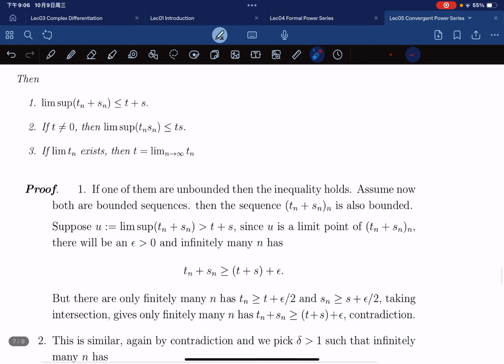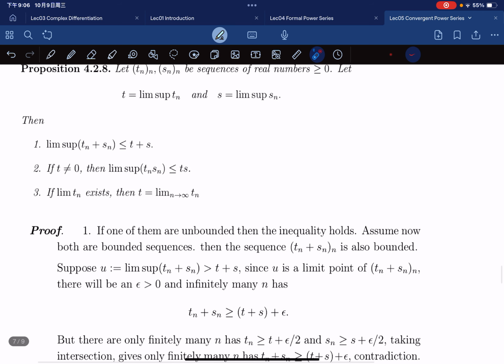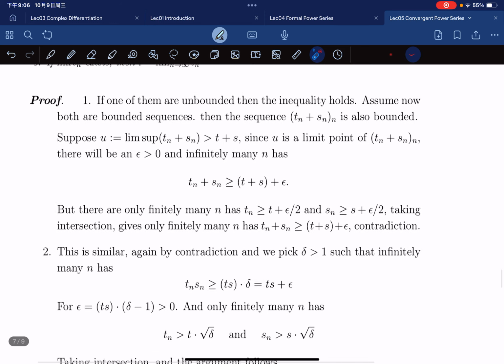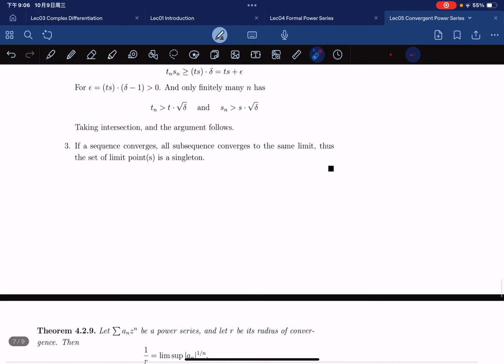So for the product, it's actually similar. Maybe you take a look at it. And for the third one, if the sequence converges, then the limit is equal to the lim sup, right? Because if the sequence converges, all the subsequences converge to the same limit. The set of limit points is a singleton set. Thus, the supremum is the point itself, right?